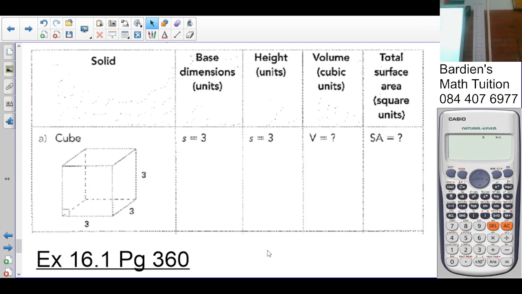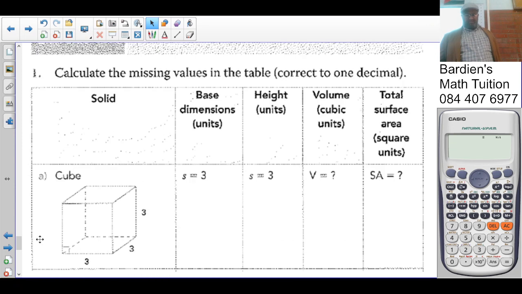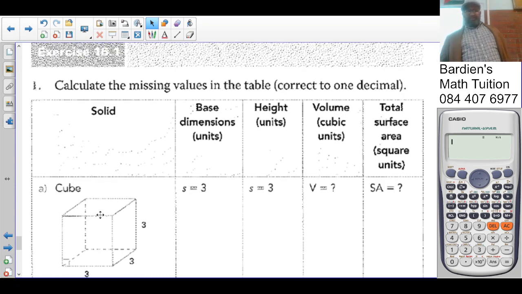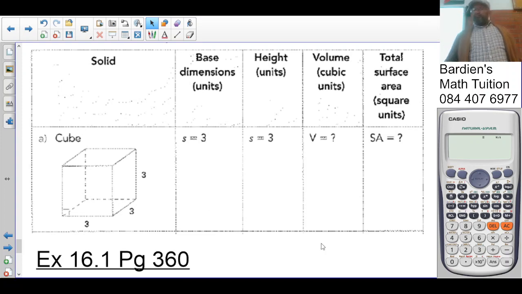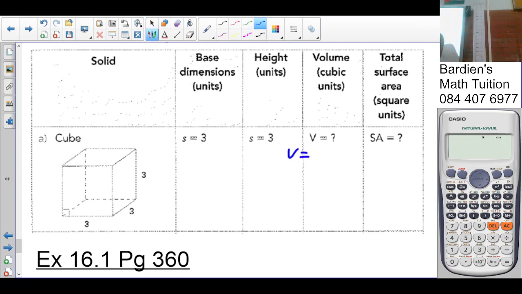Okay, so exercise 16.1 on page 360, the question says, calculate the missing values in the table correct to one decimal. So, looking here, we've got the side, the volume needs to be calculated. How do you calculate the volume? Volume is going to be length times breadth times height, not so. But this is your cube. So it's side times side times side, which is side cube.